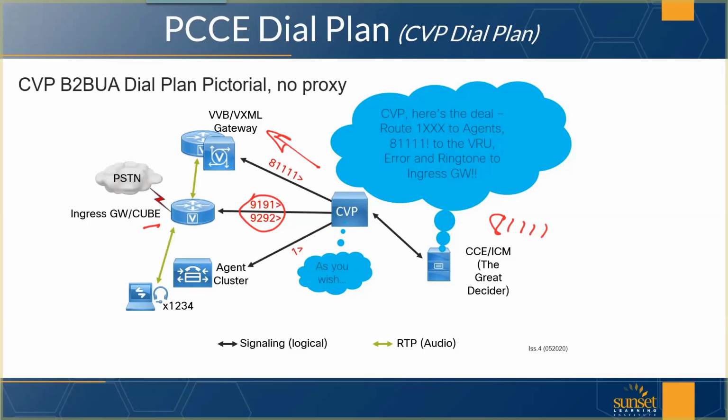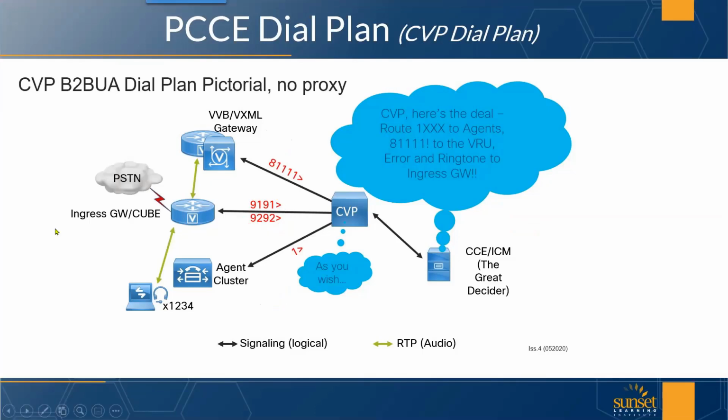Anytime ICM returns 1 and a wildcard, CVP delivers that to call manager, and call manager, with its own route pattern, recognizes 1XXX as a telephone extension and delivers that to that particular call. So ICM, the great decider, defines where these things belong, and CVP acts in response to that to deliver the message, or control, to the appropriate device.